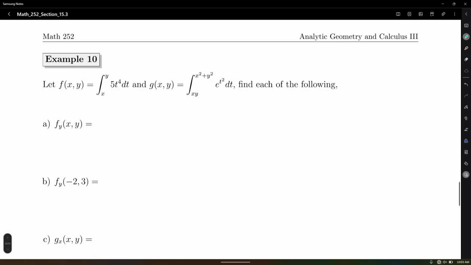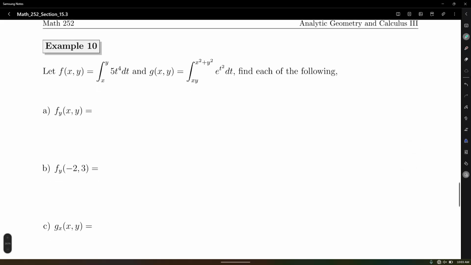Well, let's have a look at finding partial derivatives of functions defined as integrals using the infamous second fundamental theorem of calculus. So here's the thing. We're going to be given a function f of x, y equals the integral from x to y of 5t to the 4 dt, and g of x, y defined by the integral of e to the t squared dt from xy all the way to x squared plus y squared.